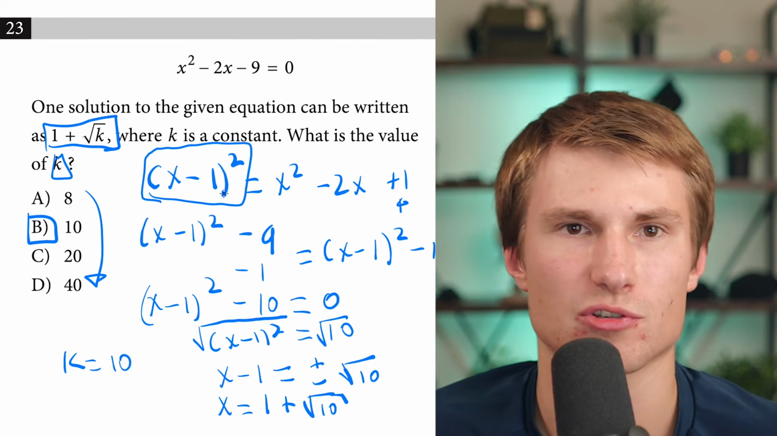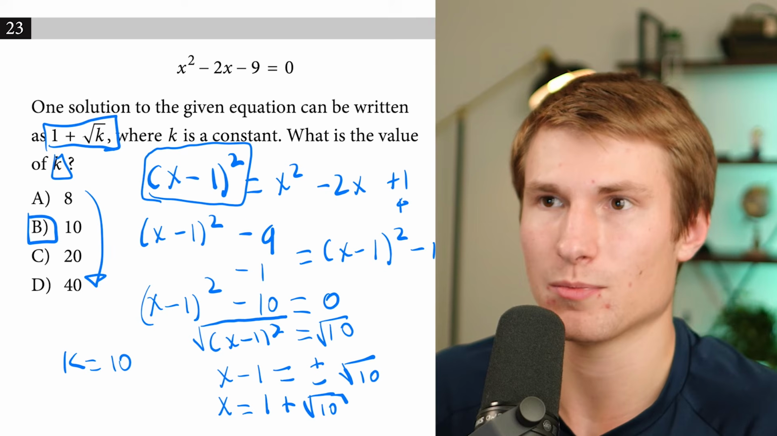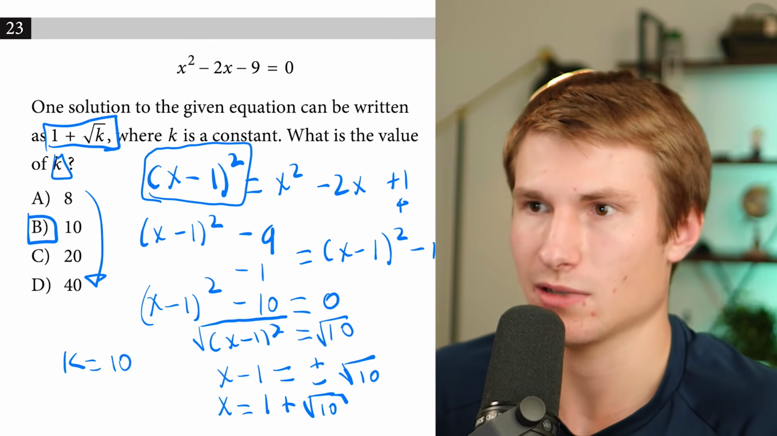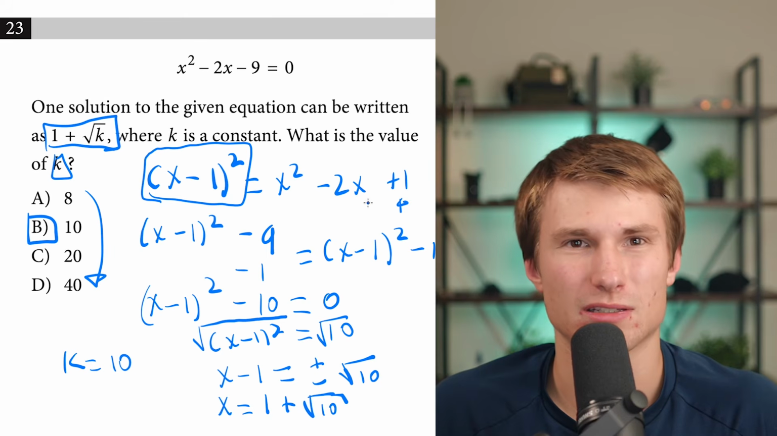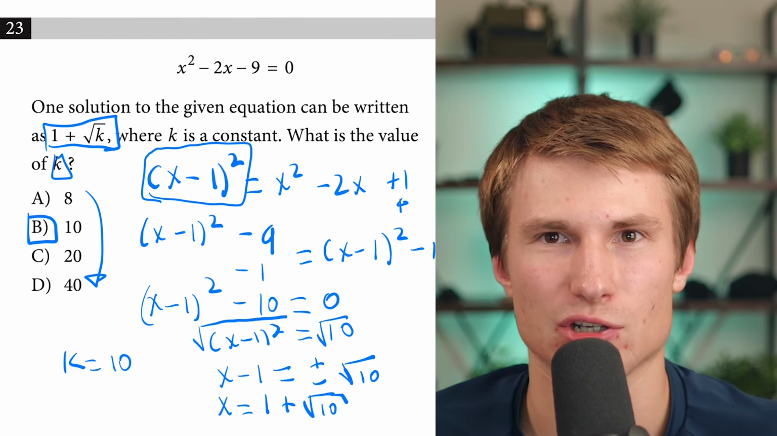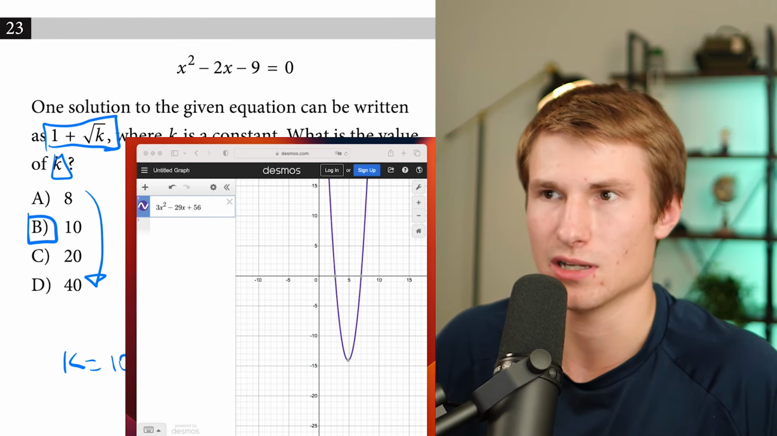So because this is multiple choice, let's say you didn't know how to get to this, which honestly most people probably wouldn't be able to, just judging by SAT test scores, right? You'd probably have to be in the 95th percentile or higher to get this question right, is my guess. So I'll show you how you can finesse this with Desmos.